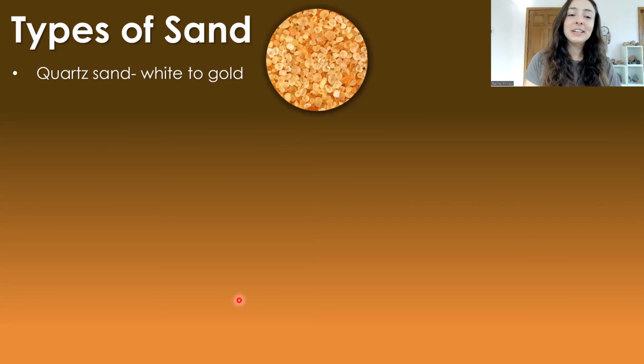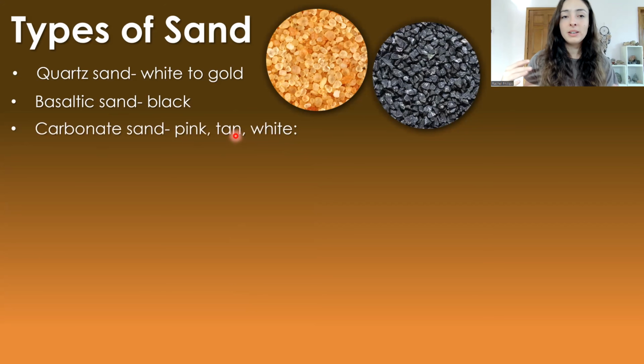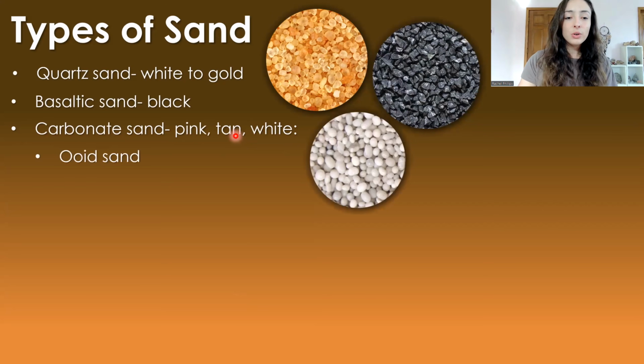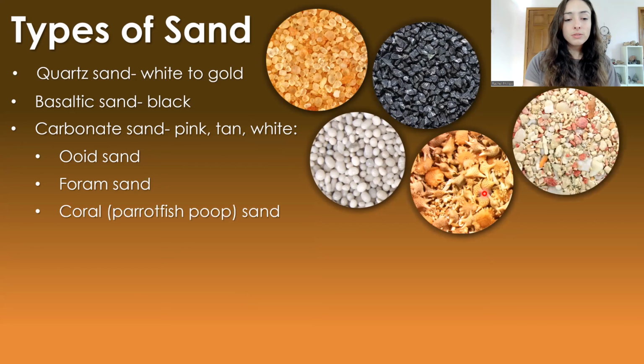So the types of sand include quartz sand, which can be white to gold, as I mentioned earlier, basaltic sand, which is black sand, which is really cool, carbonate sand, which can be a range of colors from pink to tan to white. And this includes things like ooid sand. Ooids are carbonate coated grains, and I'll talk about those later and how they form. We also have foram sand or foraminifera, which are organisms. They're just single cellular organisms, so they're very tiny and they can form a majority of sand, as can coral fragments and coral pooped out of parrotfish.